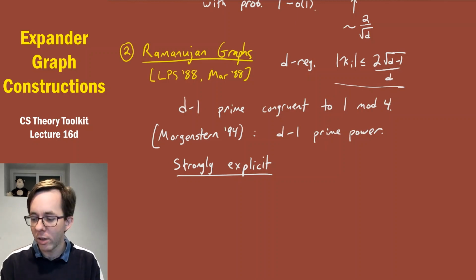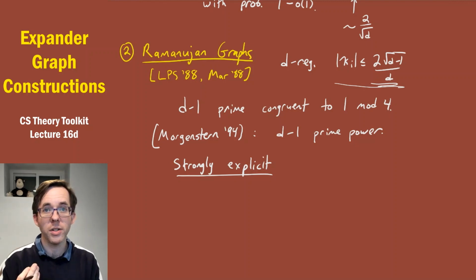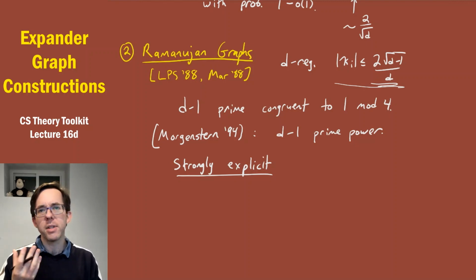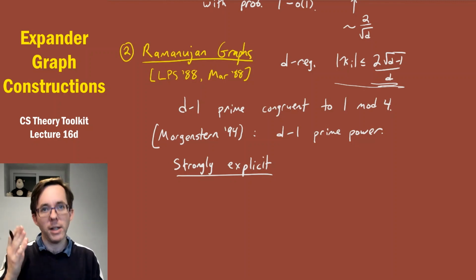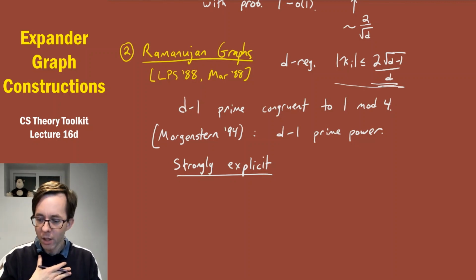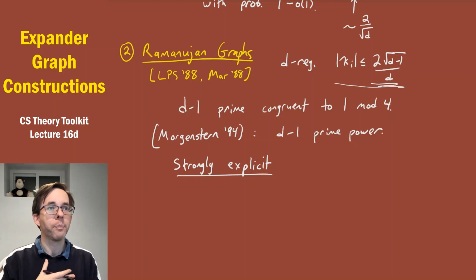It's actually known that you cannot get anything better than this magic number, 2 root d minus 1 over d, basically 2 over root d. And that's really close to 0. So the epsilon 0 in the definition of spectral expander is really close to 1. It's like 1 minus 2 over root d. Yeah, so these are great as well.